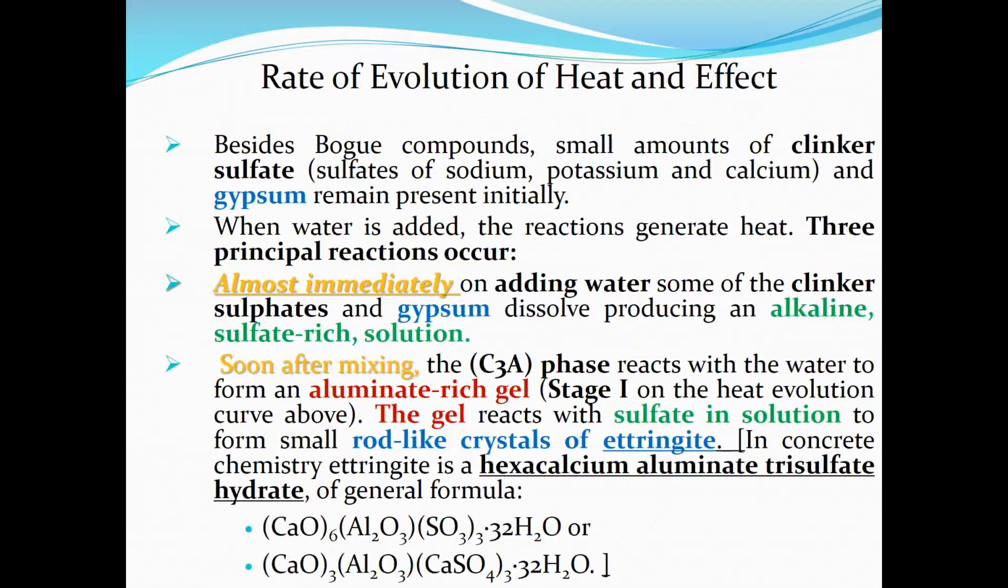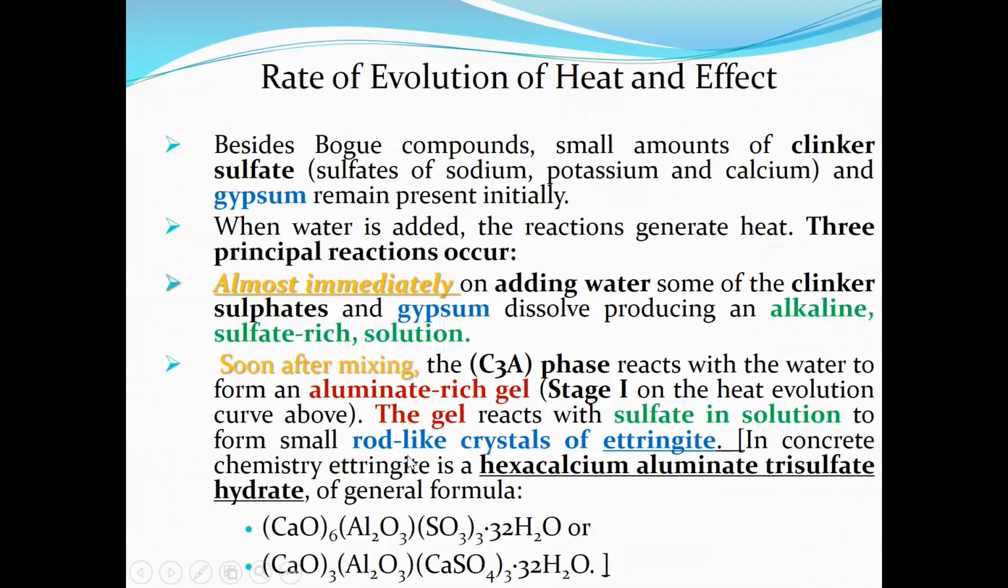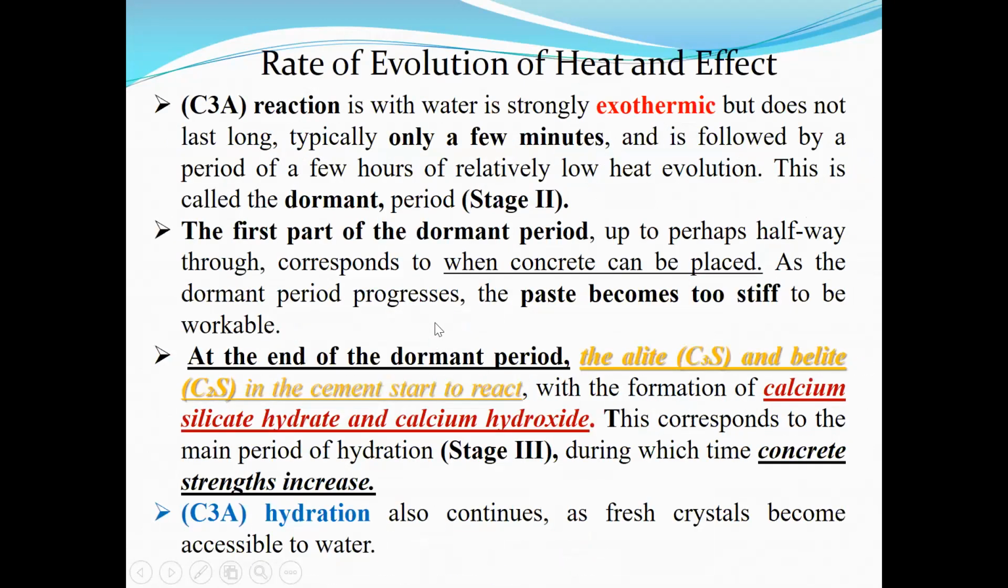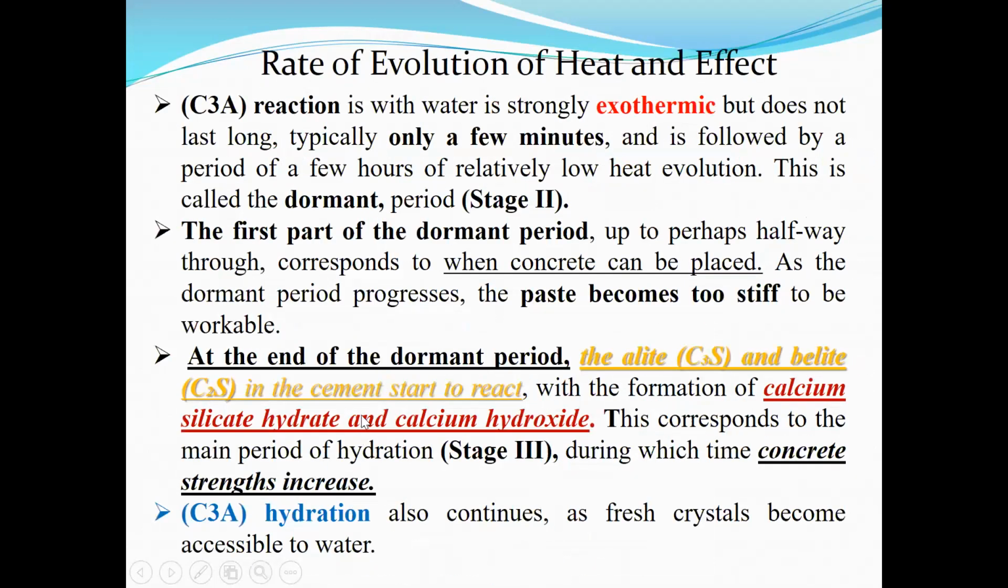So due to the C3A reaction, within a few minutes it reaches stage 1. Okay, a huge amount of heat is produced. Then the dormant state starts. That means heat goes down. The dormant stage has a first part and a second part. In the first part of the dormant stage, up to perhaps halfway through, is the stage where concrete is placed, because that is the time when concrete should be placed. And as the dormant period progresses, the paste becomes too stiff to be workable.